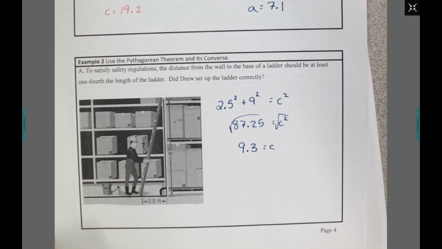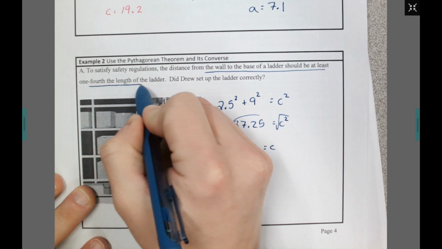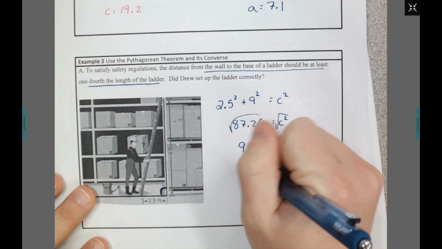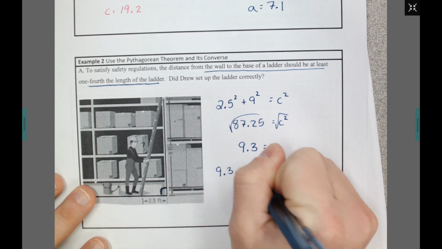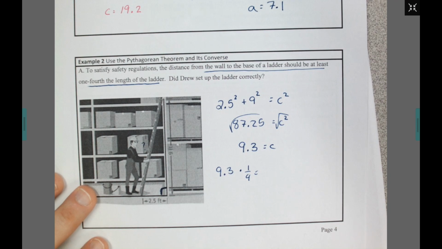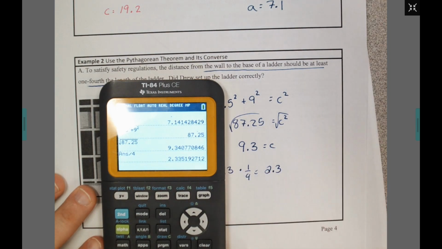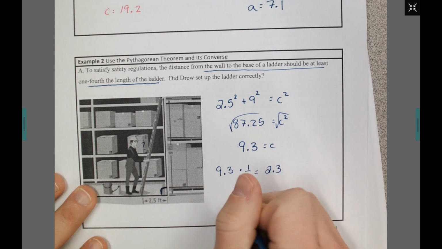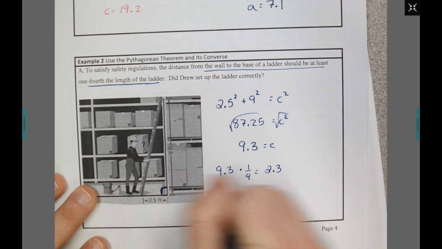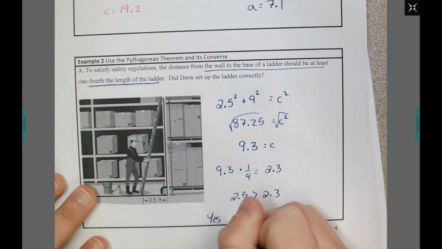You go back to the problem. They say that the distance from the wall to the base of the ladder should be at least 1/4 the length of the ladder. Well, if my length of the ladder is 9.3, our next step would be to figure out what's 1/4 of that length. So 1/4 of 9.3 is going to be roughly 2.3. And they tell us the length from the base of the ladder to the base of the wall should be at least that. Okay, so at least means could be the same or greater. Since the 2.5 is greater than 2.3, we can say yes, Drew set it up correctly.